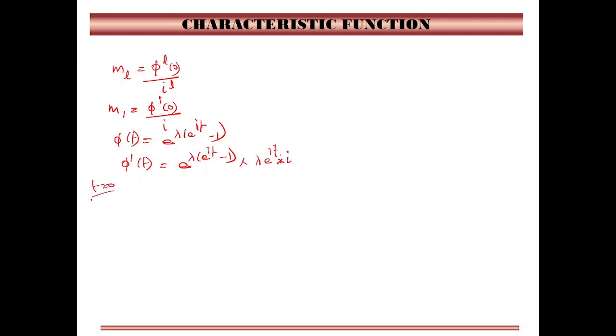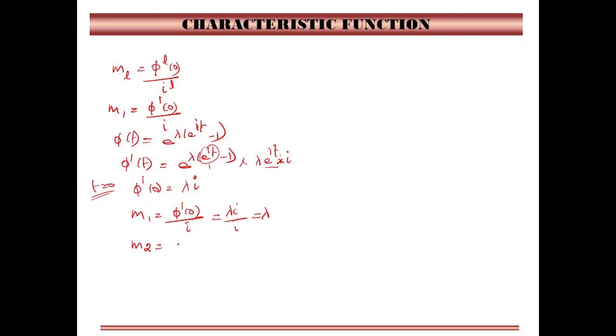Now put t is equal to 0 to get pi dash of 0. So pi dash of 0 is equal to, if we substitute t is equal to 0, this will become 1. So 1 minus 1 is 0. So 0 into lambda is 0. So e power 0 is 1. And then here also 1. Therefore we get lambda I. Now m1 is equal to pi dash of 0 by I. We substitute pi dash of 0 is lambda I by I, which is equal to lambda.